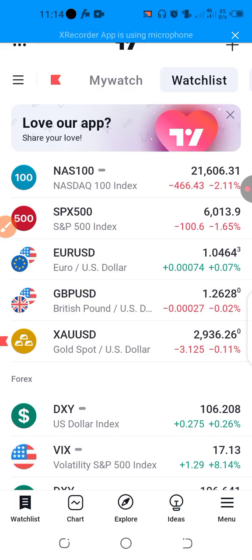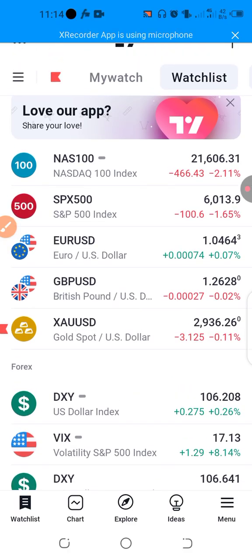So what I mean here is that the mobile phone and the laptop should not be a hindrance for you to start your trading journey.